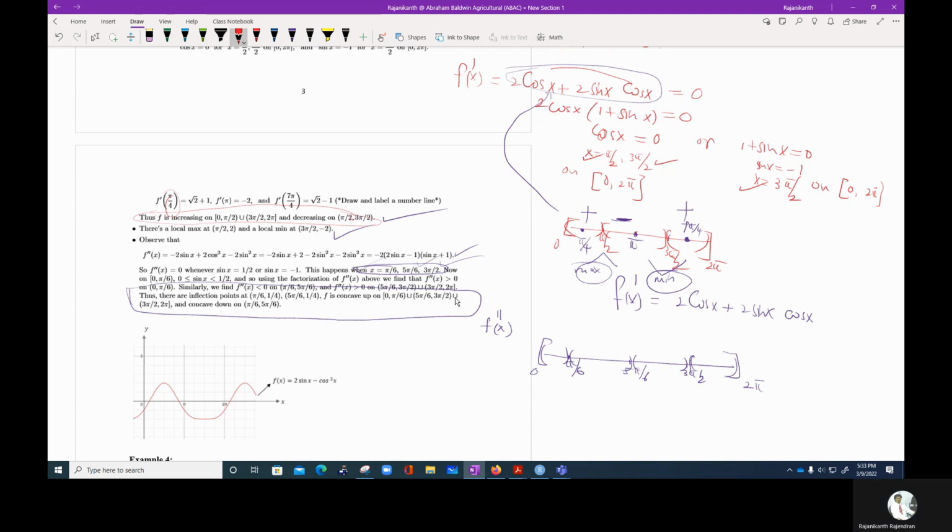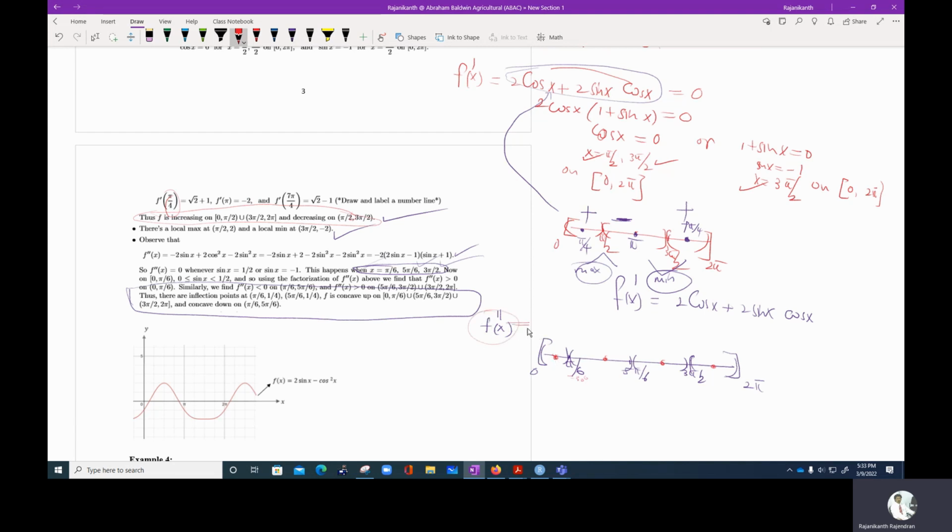Testing points. You could choose any value here. Choose one value here, one value here, one value here, and one value there. Remember, pi over 6 means 30 degrees, right? So you could choose any value within 0 to 30 degrees and plug it into the second derivative function.